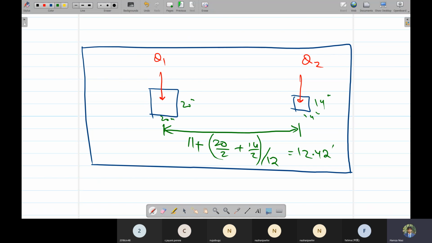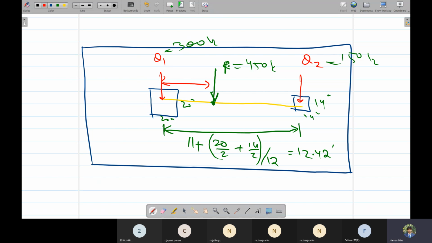As these loads are different, this is 300 kips and this is 150 kips, their resultant would not be exactly in the middle. If this is the center line of the columns, the resultant would lie somewhere here. The resultant of these two loads is 450 kips, and it would be towards the higher load side.